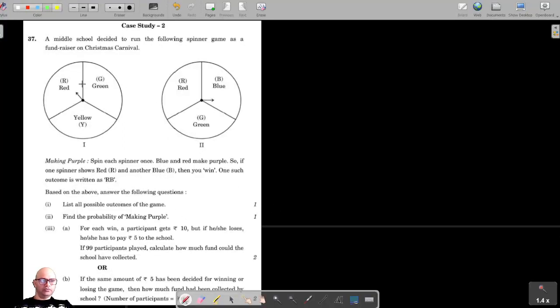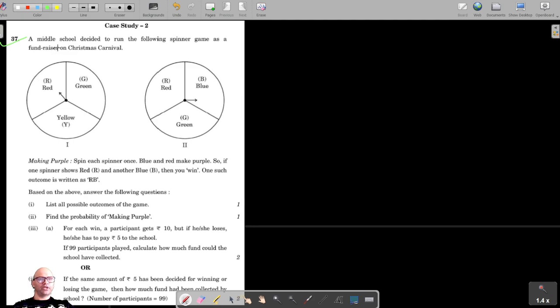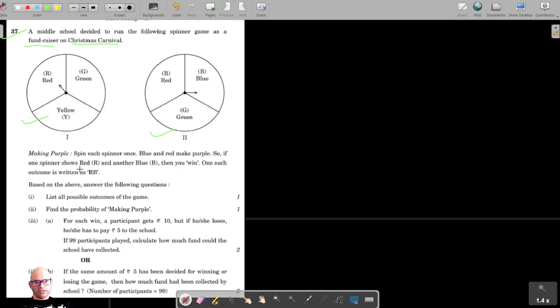For case study 2, question number 37: a middle school decided to run the following spinner game as a fundraiser at the Christmas Carnival. This is spinner 1, this is spinner 2. It's given that you spin each spinner once, and blue and red makes purple. So if one spinner shows red and the other blue, that makes purple and you win. One such outcome is RB.